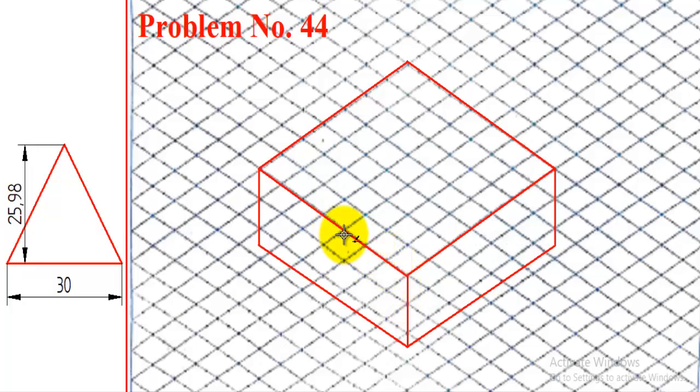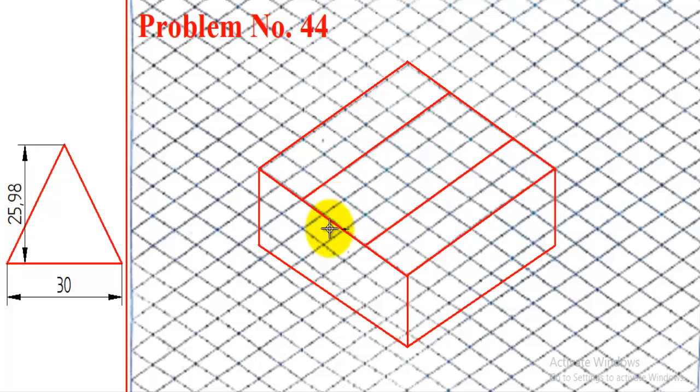So the midpoint here means 35 is the midpoint. From here 1, 2, 3 and 5 we need to take the midpoint, and then the triangular prism base is 30. So from here 1.5 we have to move either side. So 0.5 and 1, and from here we need to construct like this 70, and same way from the midpoint again 0.5 and 1. So we need to draw two lines. This is the rectangular base of the triangular prism.